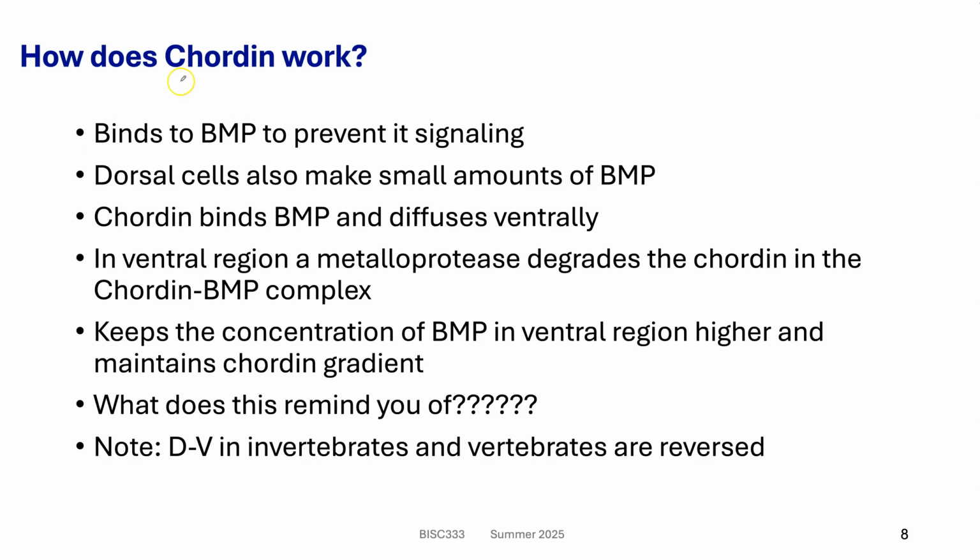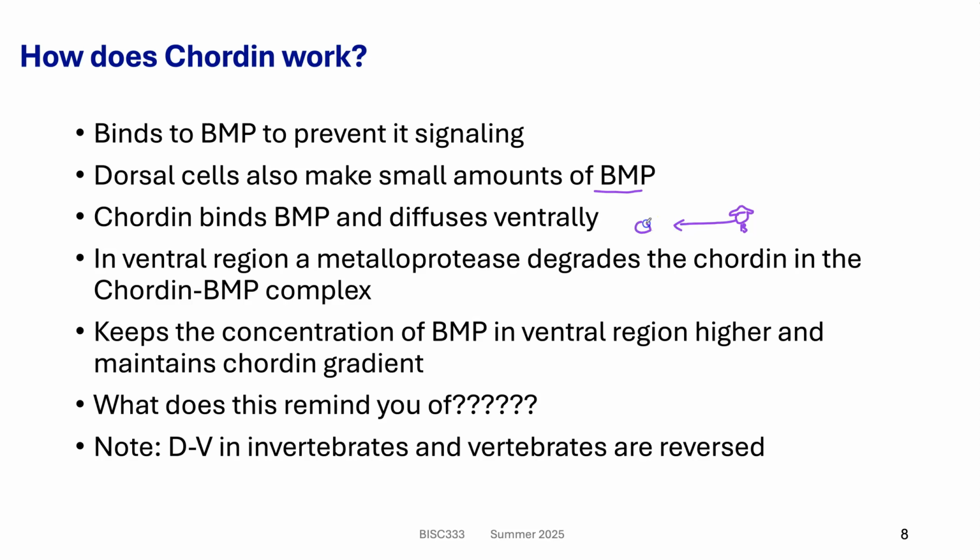Cordon is a very interesting one as well, because it prevents the signaling of, excuse me, of BMP in the dorsal region. So all the cells are making BMP, and even the dorsalmost cells are making small amounts of it. And then what cordon does is bind to the BMP and diffuse ventrally. So if you're on the dorsal side of the embryo and you've got your BMP, the cordon protein is able to bind to it and then move towards the ventral side.